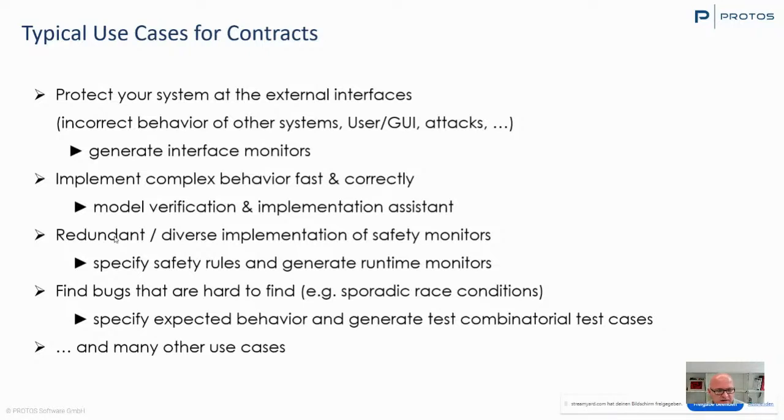And it's also easier to find bugs that are usually hard to find. For example, sporadic race conditions. You have a problem with one customer application of thousands once a year. It's almost impossible to find this kind of error. So how would you try to debug that? By specifying expected behavior and generating lots and lots of combinatorial test cases that try to break your system, you find not all the race conditions, but quite some race conditions and sporadic errors in your application.